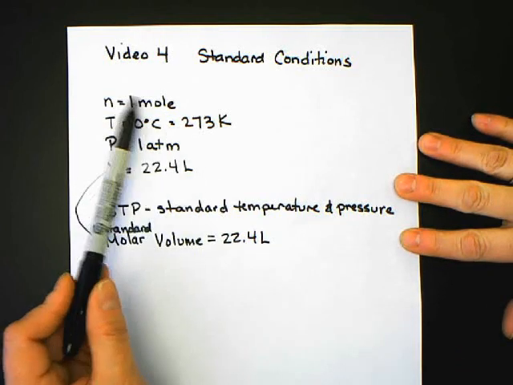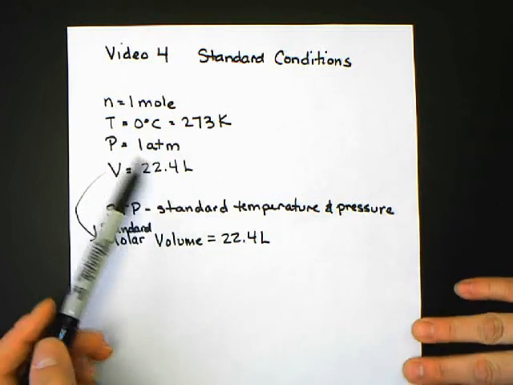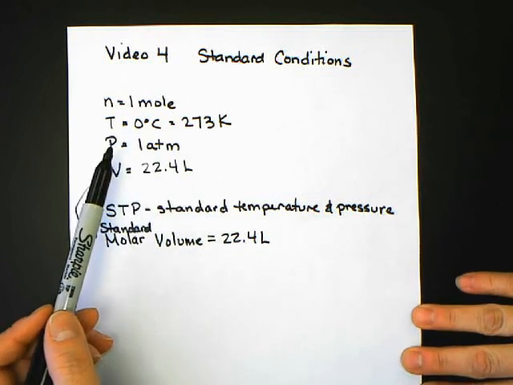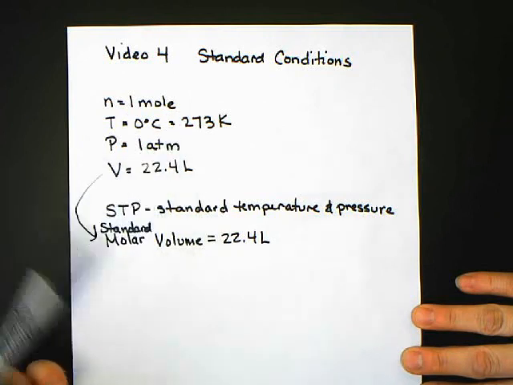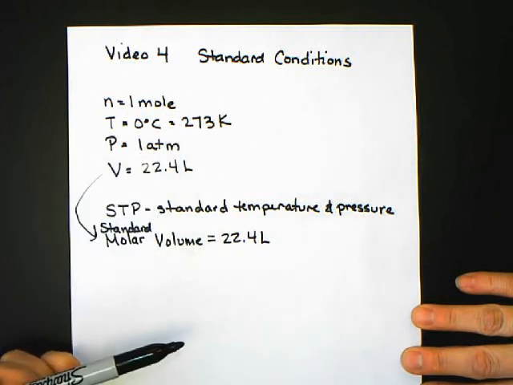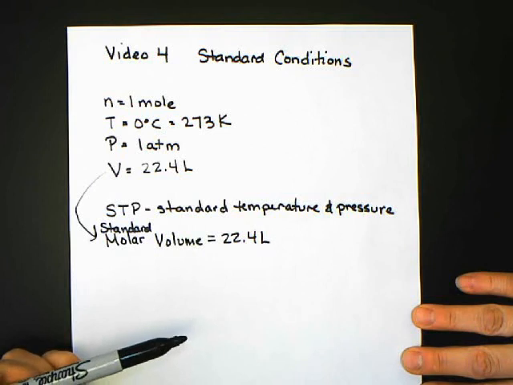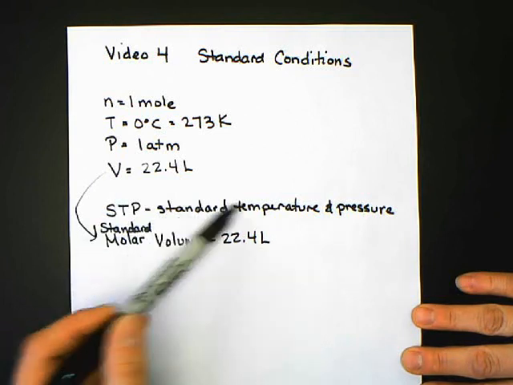So that's all we've got as far as standard conditions go. So STP, standard temperature and pressure, standard molar volume, 22.4 liters. It's how much 1 mole of gas will occupy at STP. So go ahead and do your next set of problems now.